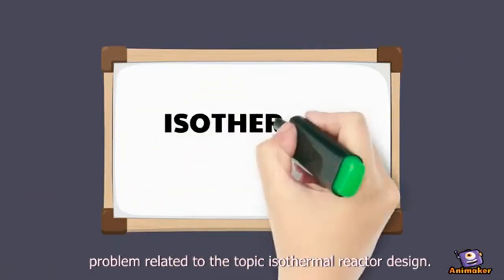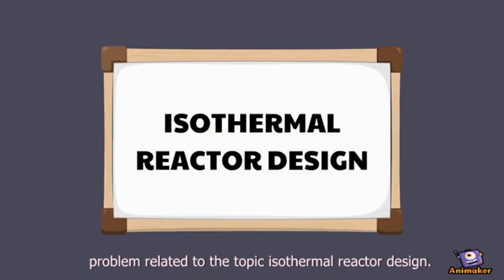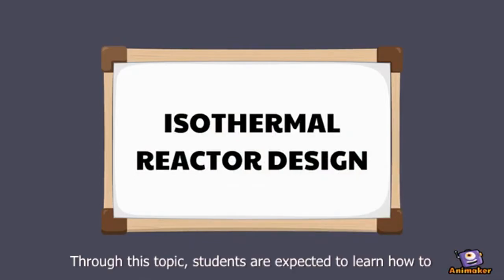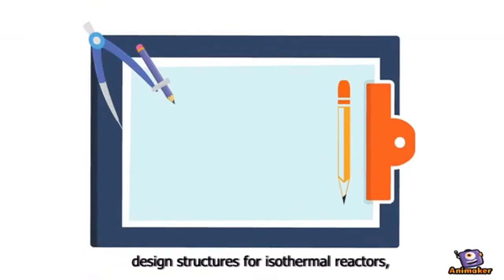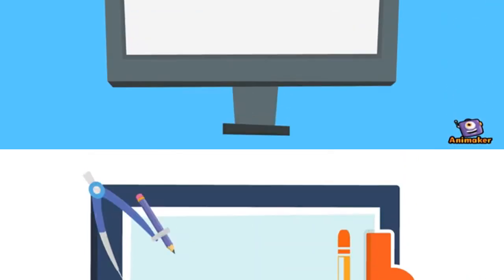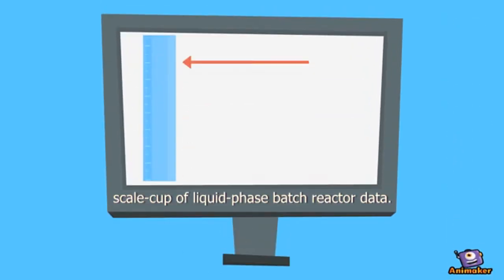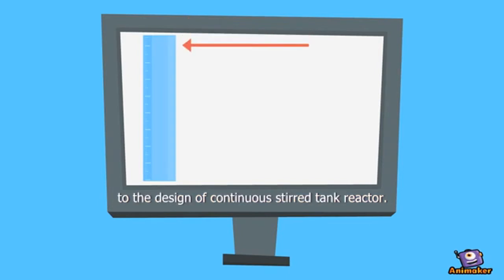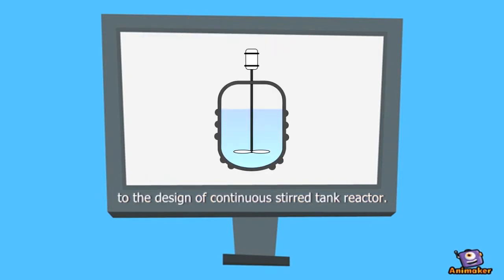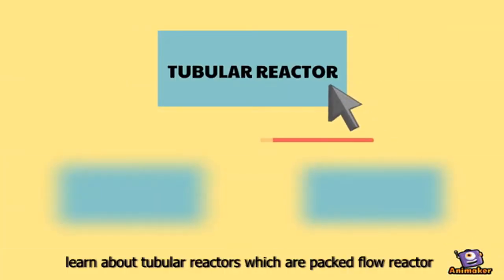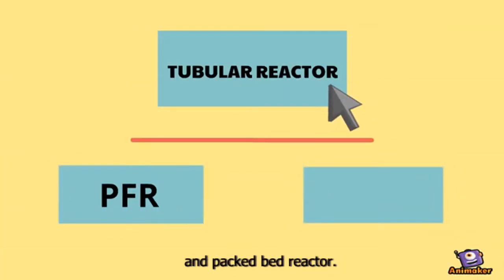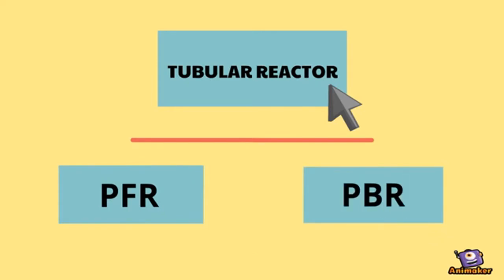topic isothermal reactor design. Through this topic, students are expected to learn how to design structures for isothermal reactors, scale-up of liquid phase batch reactor data to the design of a continuous stirred tank reactor, CSTR. Learn about tubular reactors, which are plug flow reactors, PFR, and packed bed reactor, PBR.